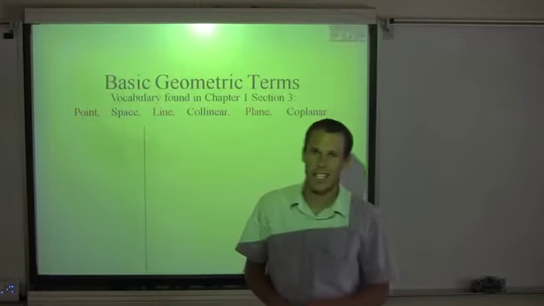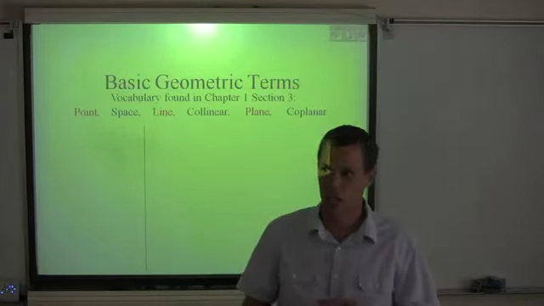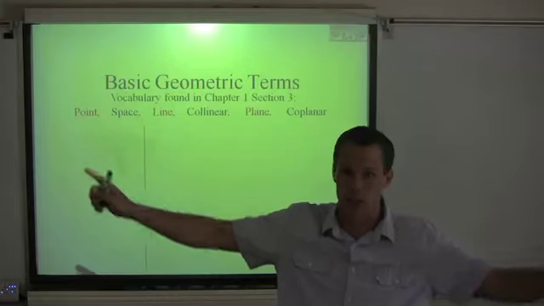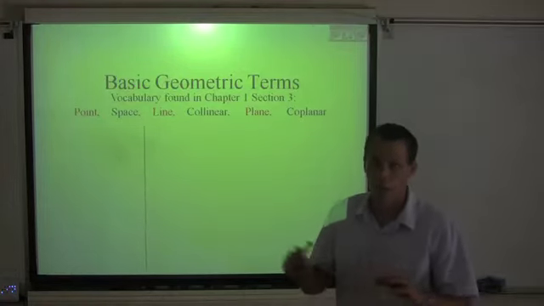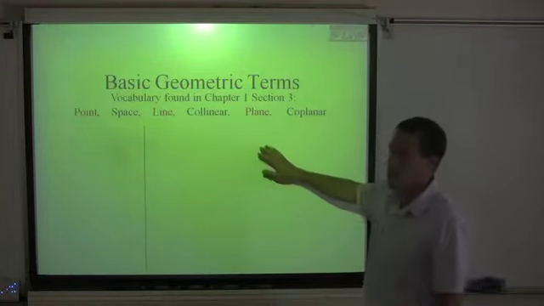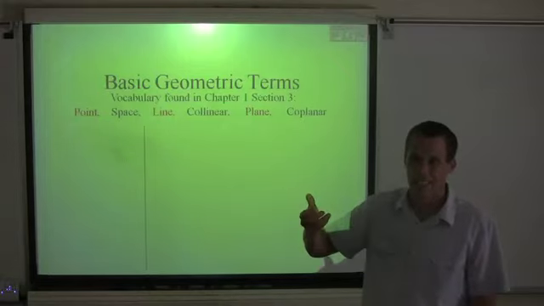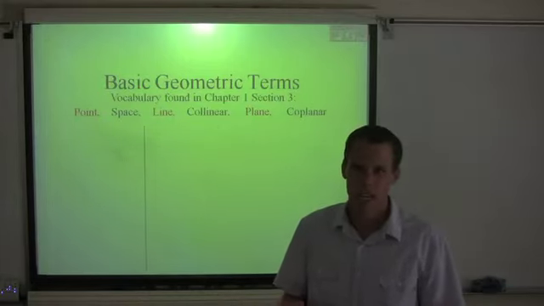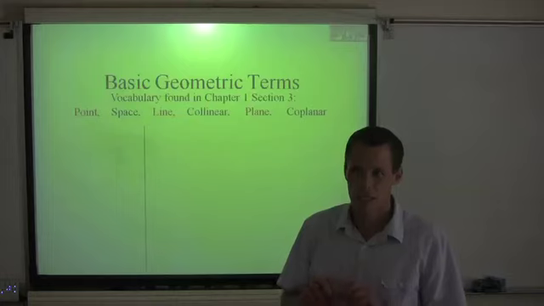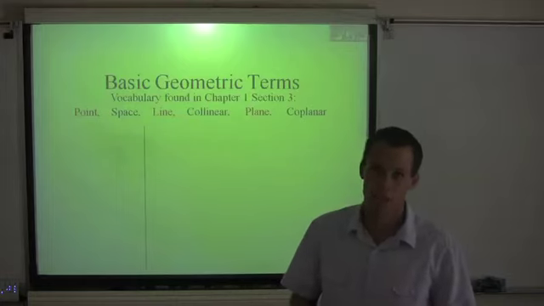Line. Now a line is a set of all points extending in two opposite directions. There are infinite points on a line, and we're going to talk a little bit more about how to name a line and lines in a second, but the definition was a set of points that extend in two opposite directions.